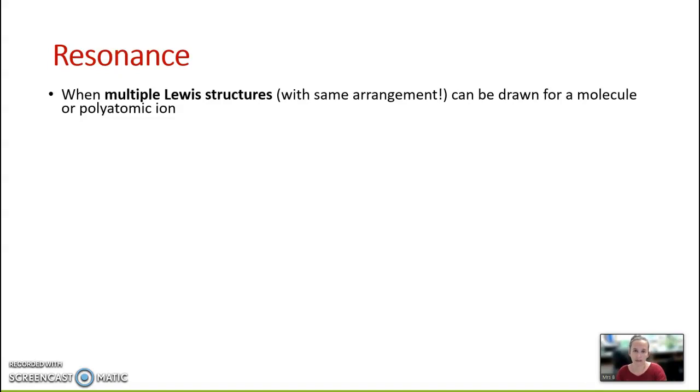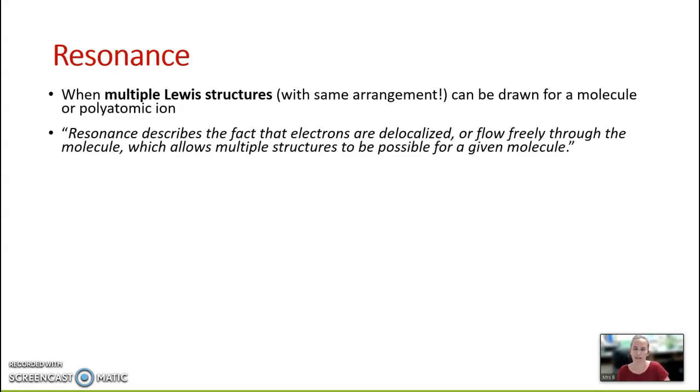Another way, here's a textbook definition for resonance. Resonance describes the fact that electrons are delocalized in some molecules and polyatomic ions, or flow freely through the molecule. That's another way to think of the word delocalized, which allows multiple structures to be possible for a given molecule.